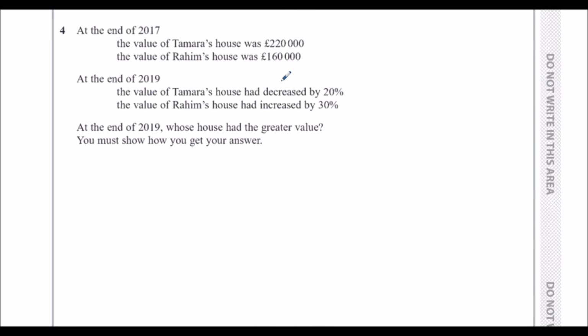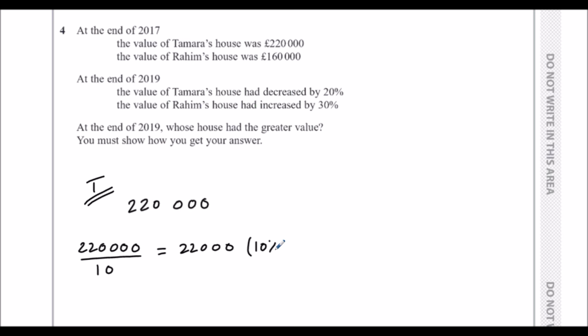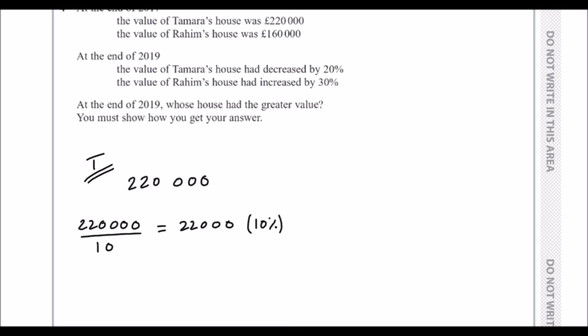So we need to take away 20% from Tamara's house. So for Tamara's house, 100% is 220,000. We can work out 10% by dividing by 10. So that's 22,000, and that would be 10%. We want to take away 20%. So two 10%s make 20%. So that's 44,000, and that's 20%.